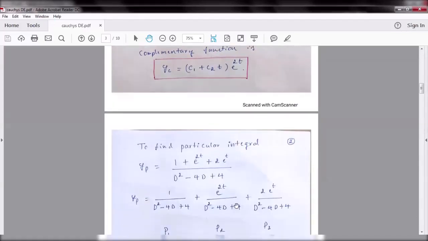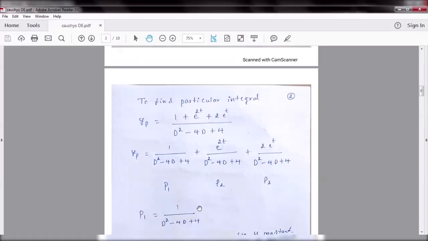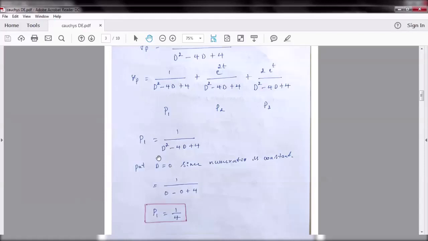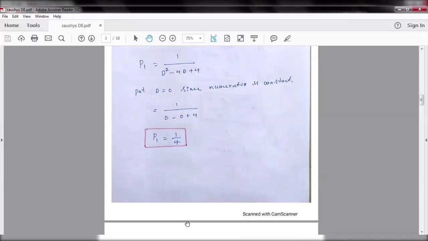Now to find the particular integral, the right hand side will be 1 + e^(2t) + 2e^t, divided by D² − 4D + 4. So write it as three terms: the first one as P1, the second as P2, and 2e^t over the denominator as the third. One by one we will evaluate them. P1 is 1 by D² − 4D + 4. Put D = 0 since the numerator is a constant. So it becomes 0 − 0 + 4. So P1 is 1/4.